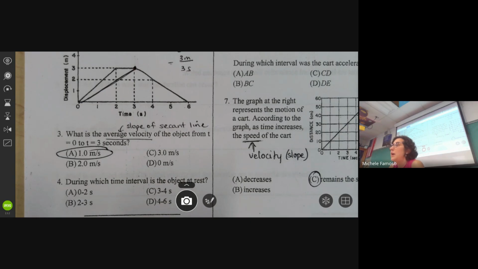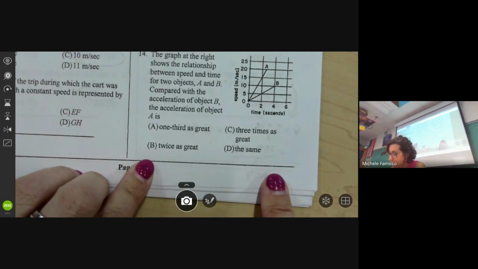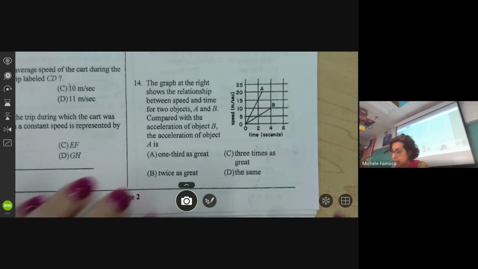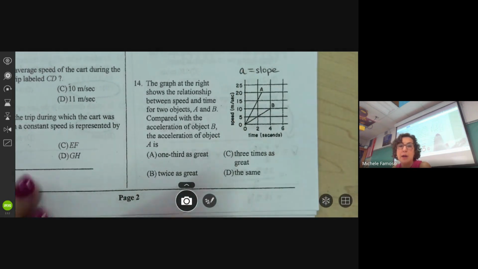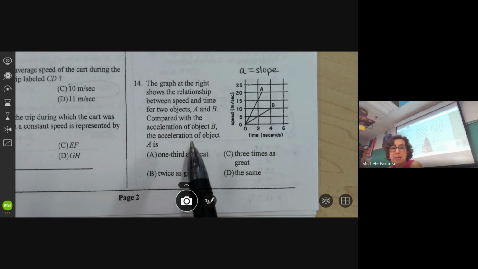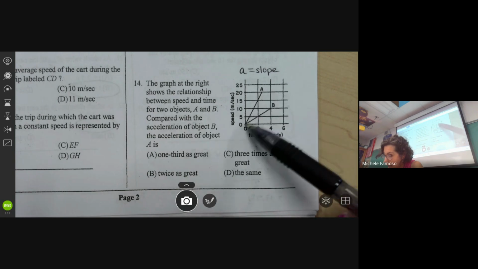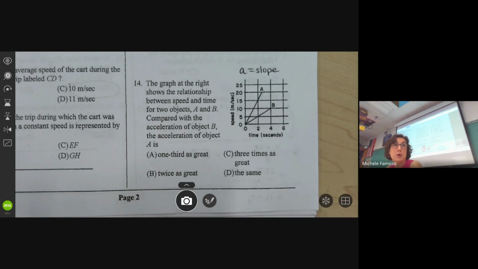Anything else on any of those multiple choice questions at the end of the packet? Khalees? Okay, I'm asking you to compare these accelerations. Acceleration is the slope of a speed time graph or velocity time graph. Okay, notice that we're asking you to compare the acceleration of A to whatever it is with B. So A has a greater acceleration than B because it's steeper.